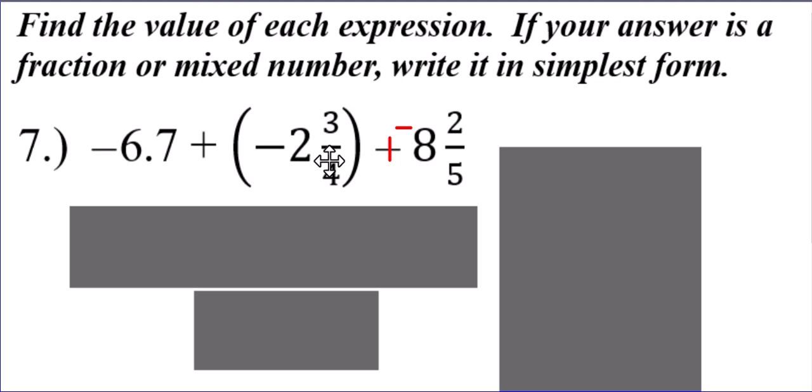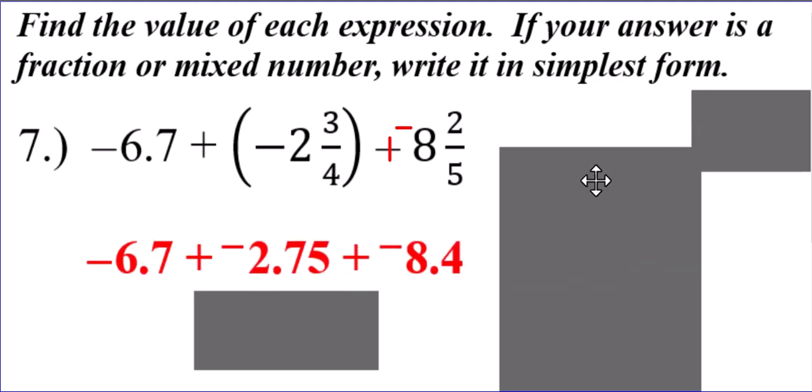3/4 can become a terminating decimal. 2/5 can become a terminating decimal. So that's what I would do. Make this become negative 2.75. Make negative 8 and 2/5 become negative 8.4. If you looked at your common fractions and their decimal equivalents page, then you easily were able to get that without having to do any additional division work, off to the side.